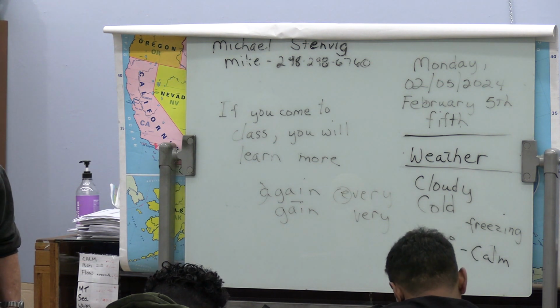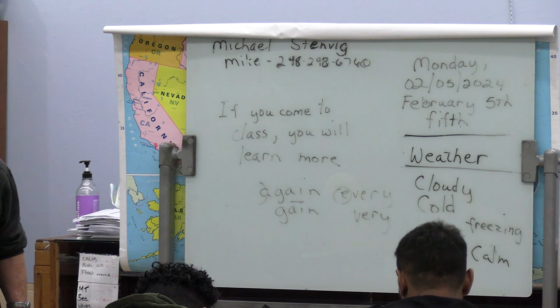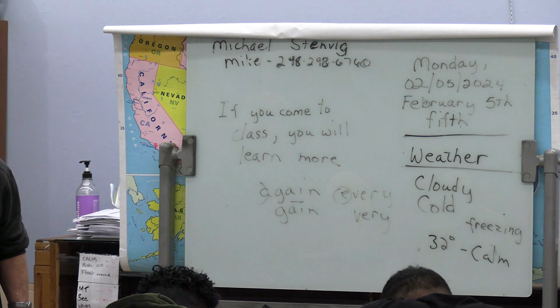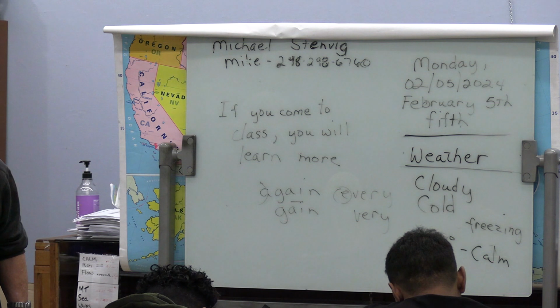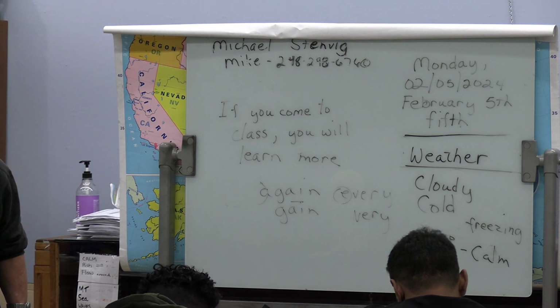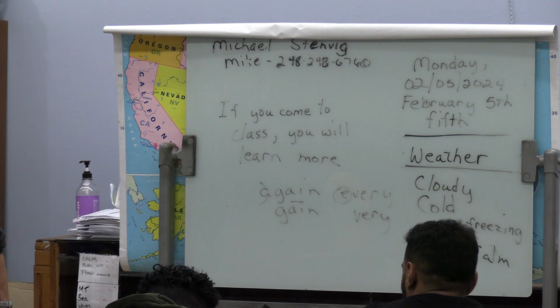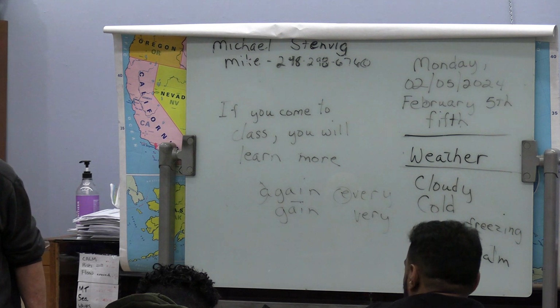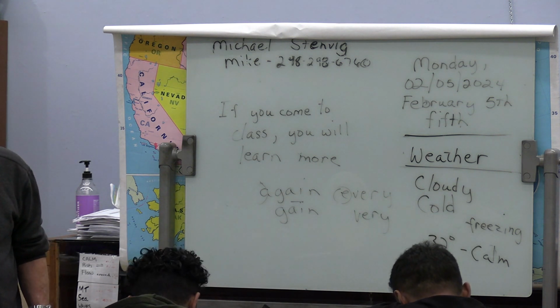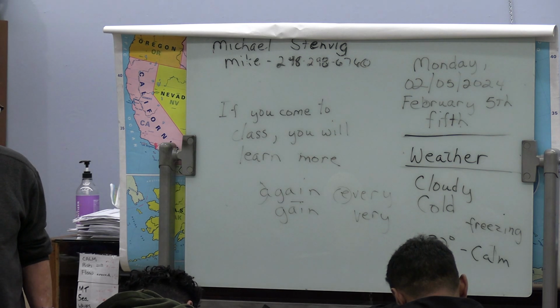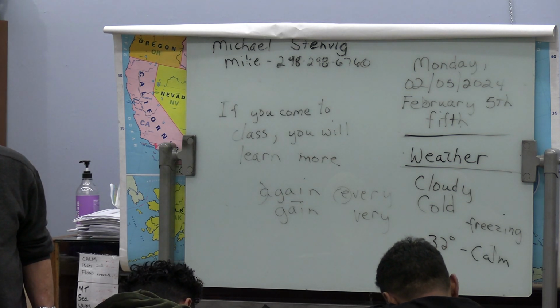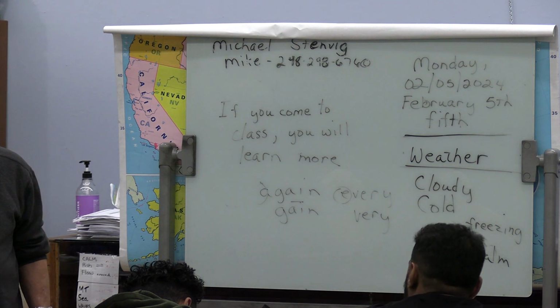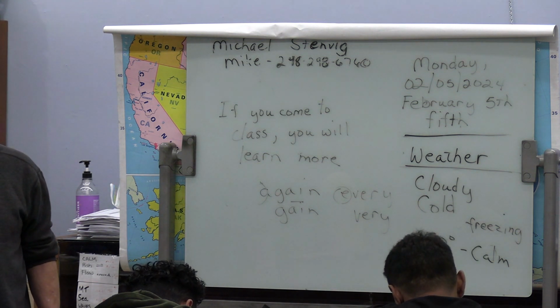Where are we? Number four. Want to take that one? Yes. If you be an obstetrician, you will work with mothers and babies. Almost. Not if you be. What's the present tense of be for you? If you are. If you are an obstetrician, you will work with mothers and babies. We all know obstetrician.